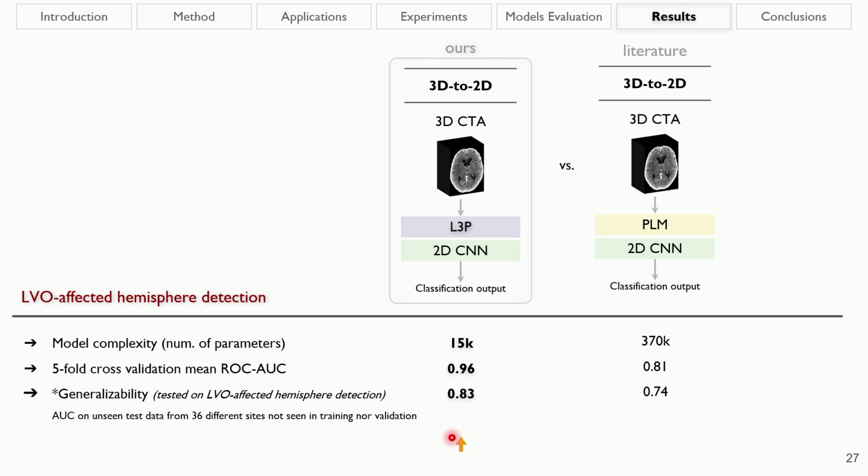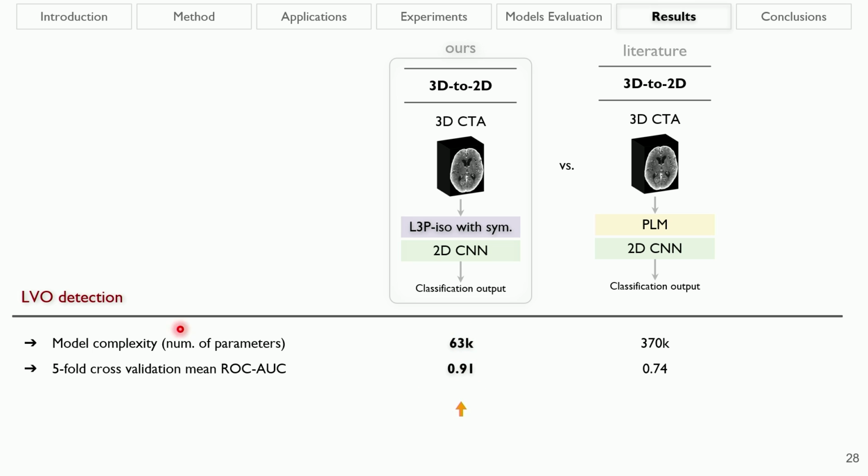And here you can see the results with respect to this method from the literature. And you can see that for the feasibility task, the detection of the LVO affected hemisphere, our method performs better, requires fewer parameters, and also generalizes better. And the same for the LVO detection task. Our method performs better and requires fewer parameters.